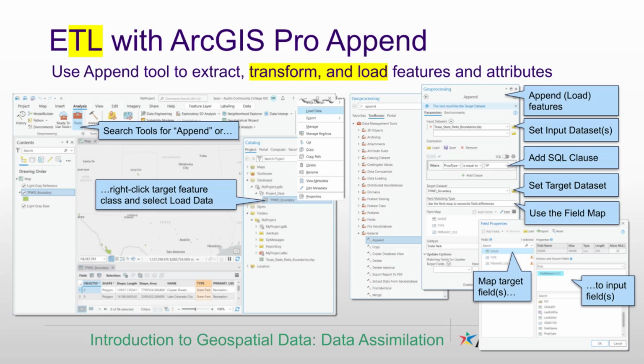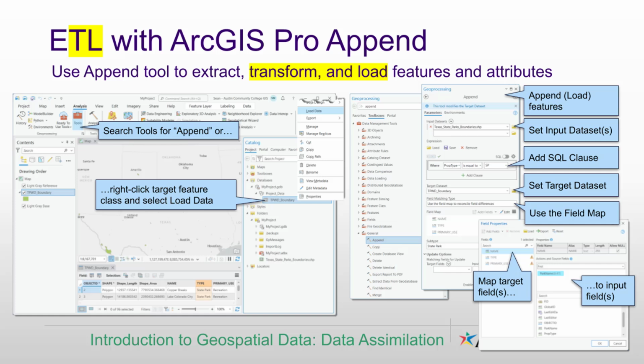As GIS professionals, we often use GIS, or in this case, ArcGIS, to assimilate data. And we can perform ETL, or extract, transform, and load, with ArcGIS Pro Append. And we can perform extract, load, and transform with ArcGIS Data Engineering. Let's talk about both of these tools, and we'll start with ArcGIS Pro Append.